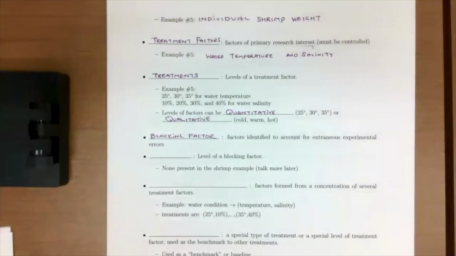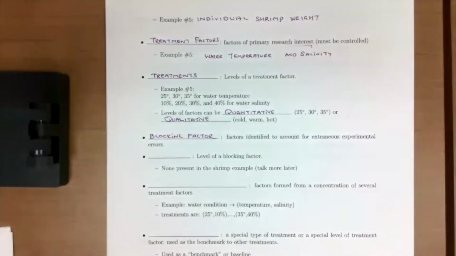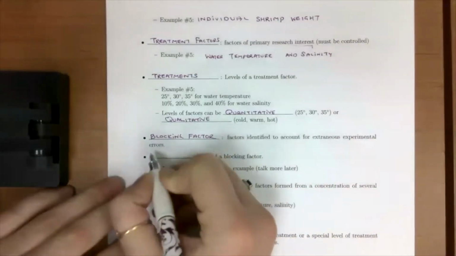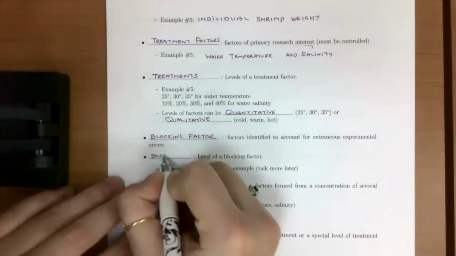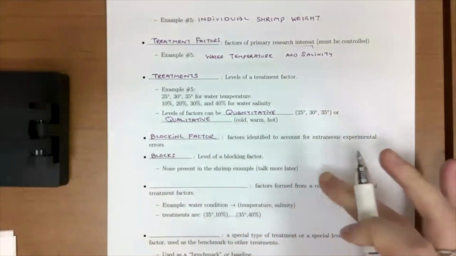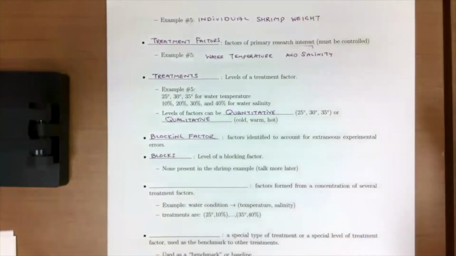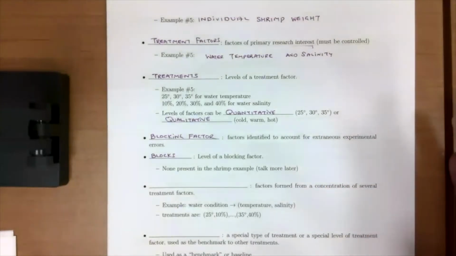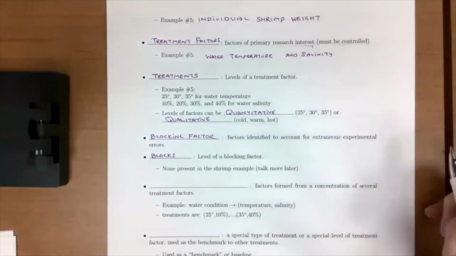Now again, just like treatment factors and treatments, we have blocking factors and we have blocks, which are the level of the blocking factors. In our current shrimp example, we don't have any blocks, but we will bring blocks up in a couple of examples to help give us an idea, okay?